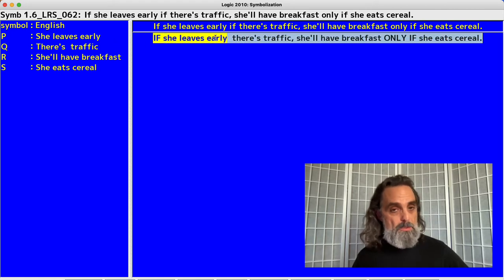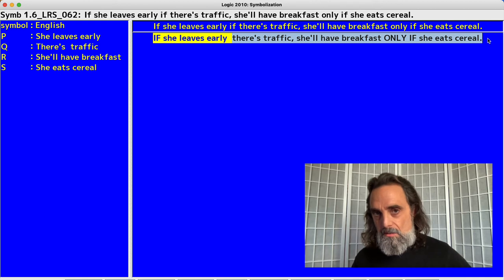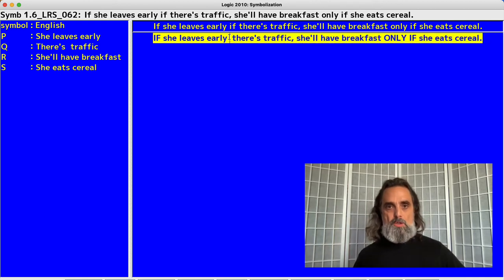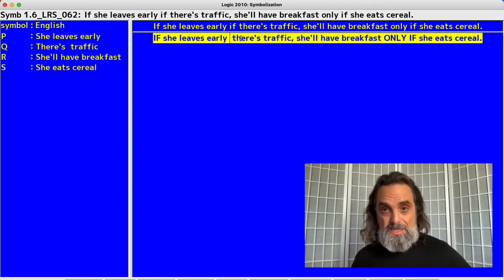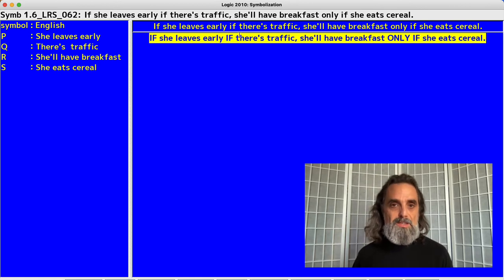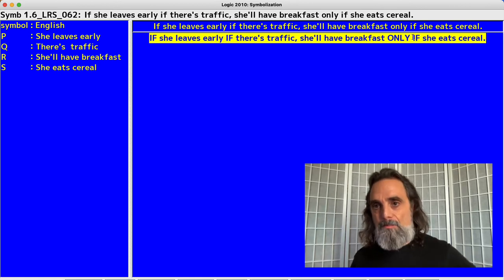But "if she leaves early" is not a sentence, and this is also not a sentence. It's too much, so it's not all put together. So this "if" is not the main connective. It does not pass the test. How about this one, the "only if"?